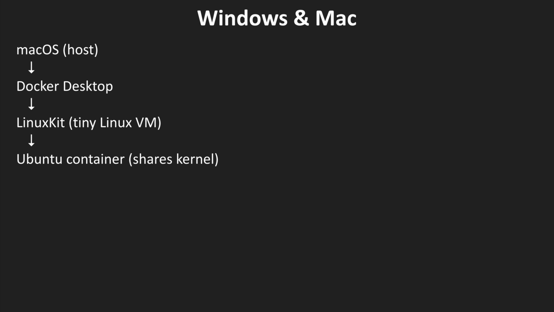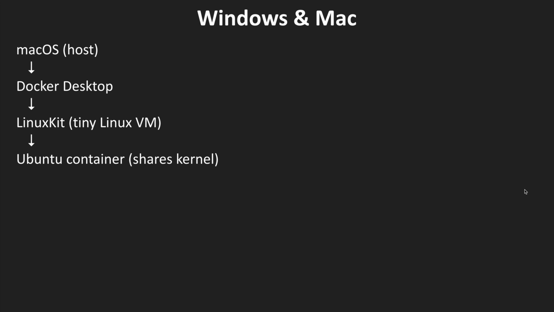Now let's go back and summarize our knowledge. For Windows and Mac, for example on a Mac, we have macOS, and on top of macOS we are running Docker Desktop, and in Docker Desktop we are running a small version of a Linux virtual machine, LinuxKit. The kernel of LinuxKit is shared by all the containers. Let's say we are running 5, 10, 500 containers. All those containers are sharing the same kernel of that Linux virtual machine.